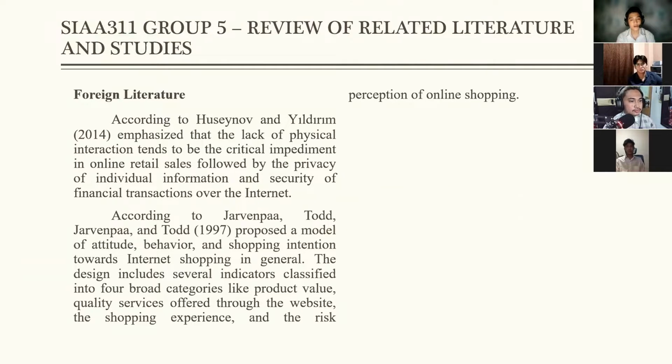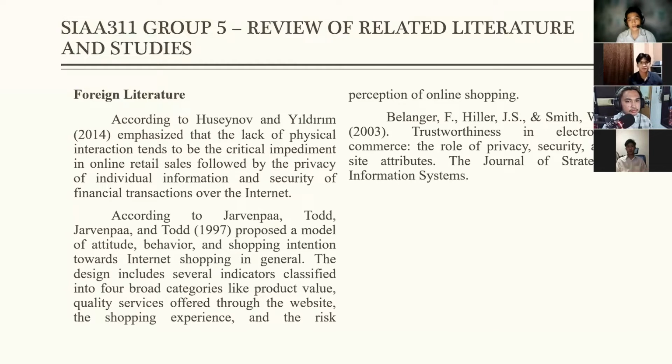According to Jarvenpaa and Todd 1997, they proposed a model of attitude, behavior, and shopping intention towards internet shopping in general. The design includes several indicators classified into four broad categories: product value, quality services offered through the website, the shopping experience, and the risk perception of online shopping. Belanger, F., Hiller, J.S., and Smith, W.J. 2003, Trustworthiness in electronic commerce, the role of privacy, security, and site attributes. The Journal of Strategic Information Systems.